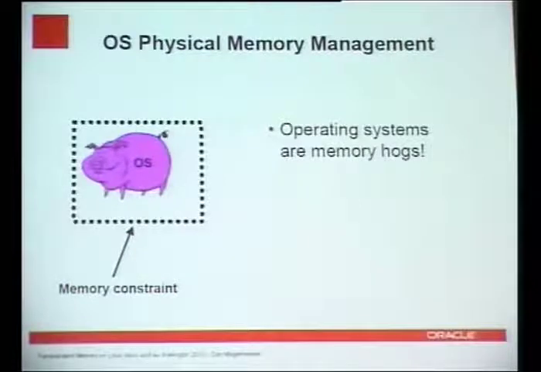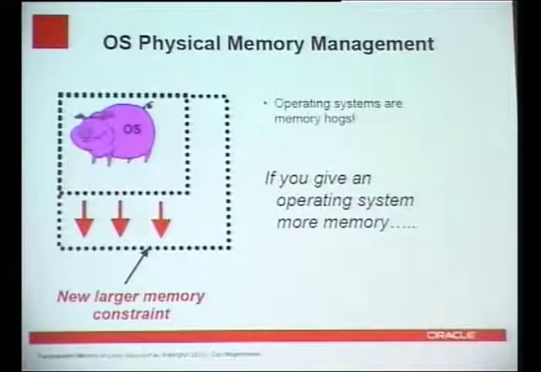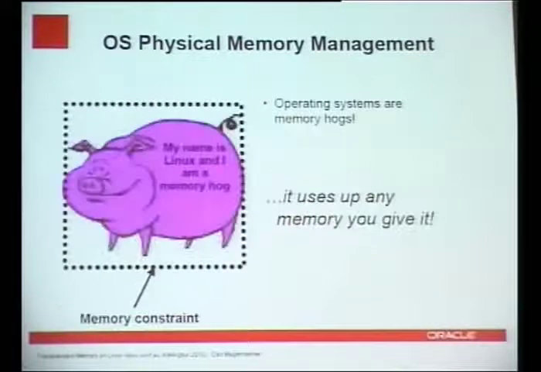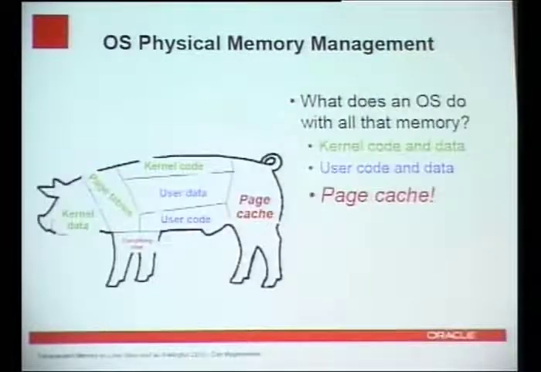As a result, if you give an OS more memory, it's going to essentially grow fat and use up whatever memory you give it. So it's not very easy to tell if an OS needs more memory, and it's also not very easy to tell if it's using the memory that it does have efficiently or not. Okay, so I'm going to dig a little deeper now, and we're going to look at what an operating system is doing with that memory.